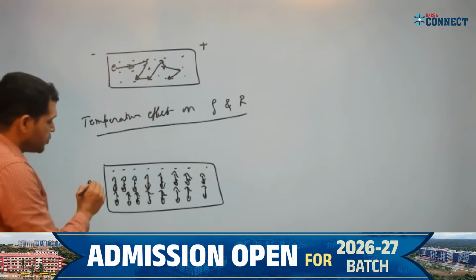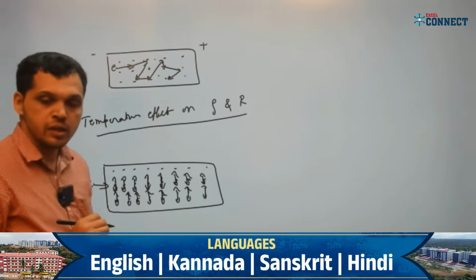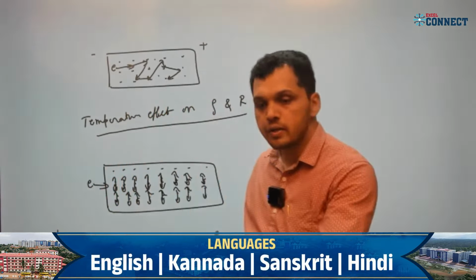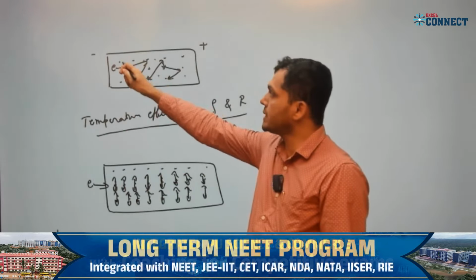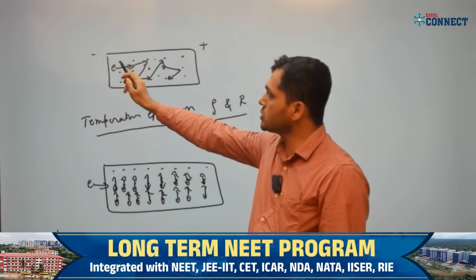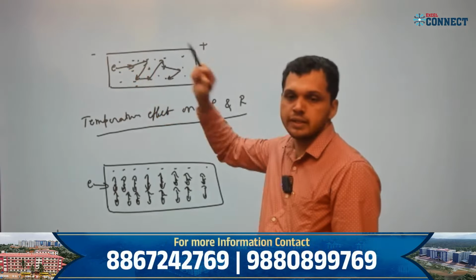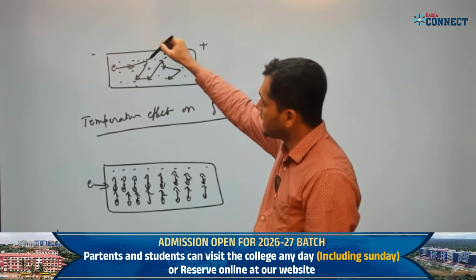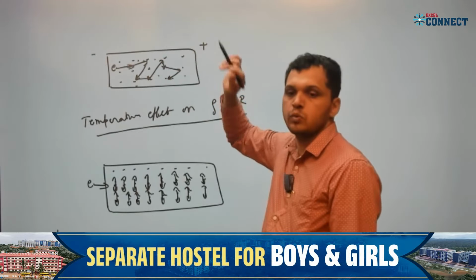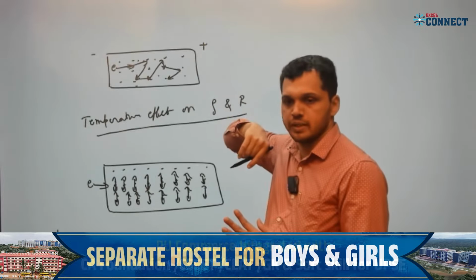Now, when an electron moves through this material, what will happen? Initially, these atoms are not vibrating much. They are almost in their equilibrium position here. So the electron collides and suffers a certain amount of resistance as well as resistivity.